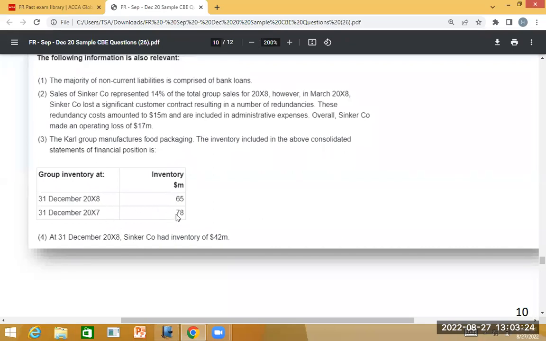Group inventory. Previous year it was 78, and now it is 65. And at 31st December 2008, Singer company had an inventory of 42 million. So has this 42 million been a part of this inventory or not? No. For the balance sheet purpose, you cannot. So inventory will be reported at the balance sheet now. It's like the inventory included in the statement of financial position.